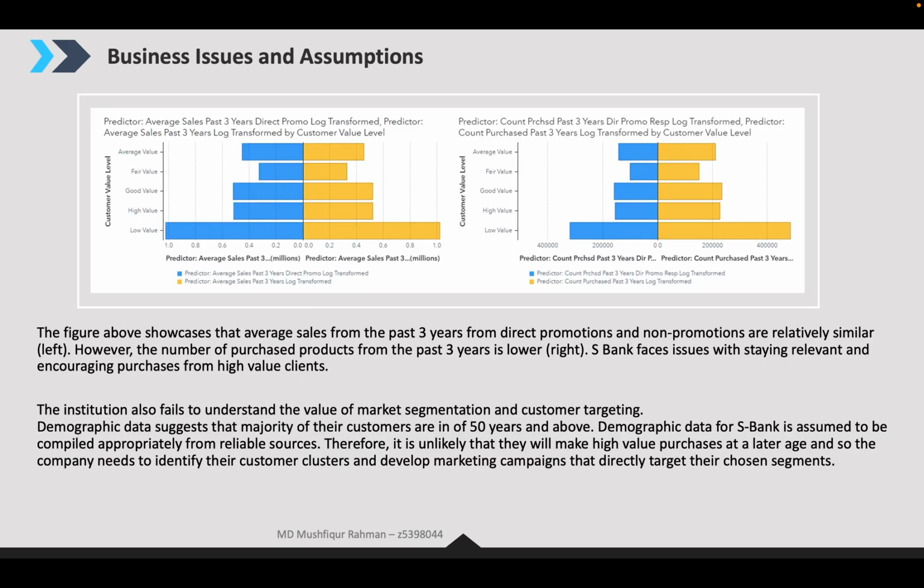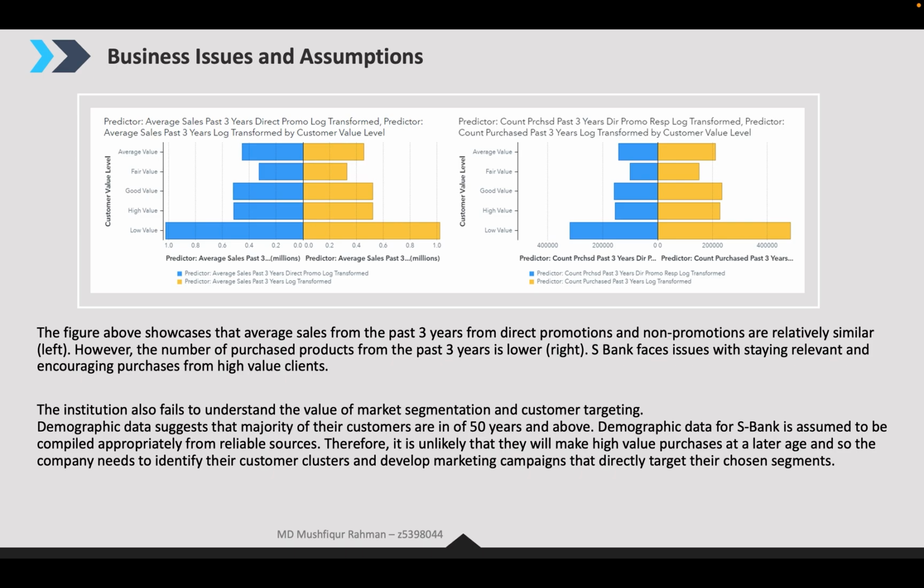The third issue is direct promotion. The figure above showcases that average sales from the past 3 years from direct promotions and non-promotions are relatively similar. However, the number of purchased products from the past 3 years is lower. S-Bank faces issues with staying relevant and encouraging purchase from high-value clients. They need to encourage purchases of the products in higher quantities.